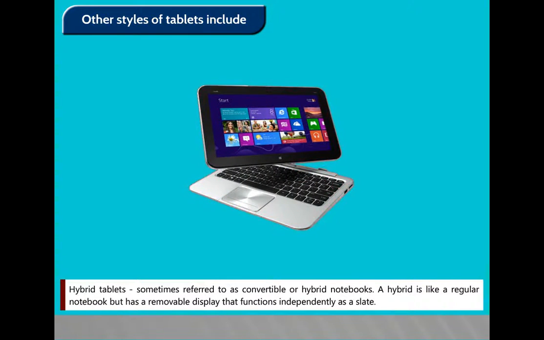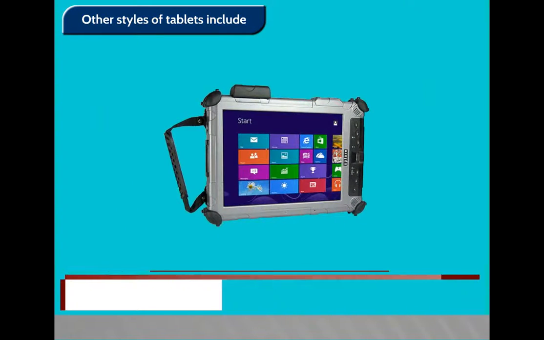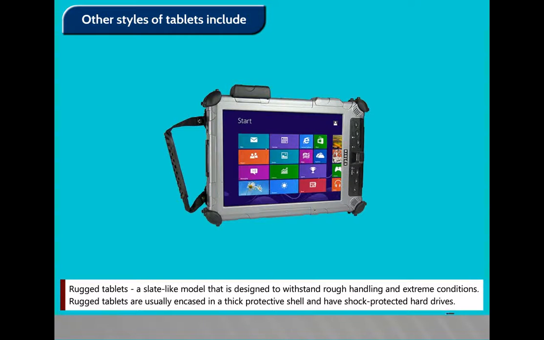Hybrid tablets, sometimes referred to as convertible or hybrid notebooks. A hybrid is like a regular notebook but has a removable display that functions independently as a slate. Rugged tablets, a slate-like model that is designed to withstand rough handling and extreme conditions. Rugged tablets are usually encased in a thick protective shell and have shock-protected hard drives.